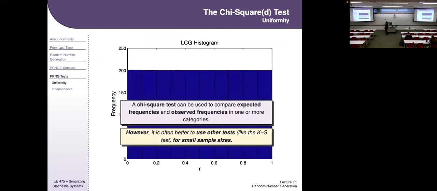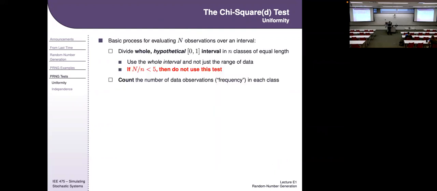And so the idea here is a chi-squared test compares the expected frequencies to observed frequencies, but there are other tests we can use, like the Kolmogorov-Smirnov used in the homework for small sample sizes. So that's what we're going to use the chi-square test for: the test for uniformity. The idea here is we're going to divide our hypothetical interval into n classes of equal length.